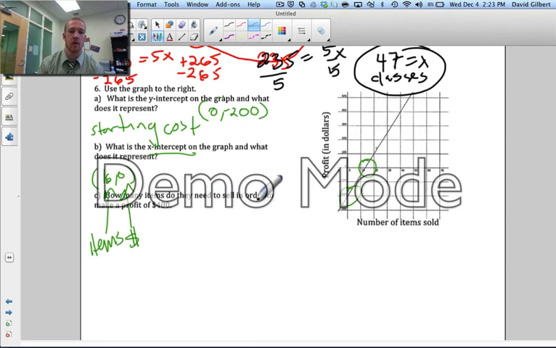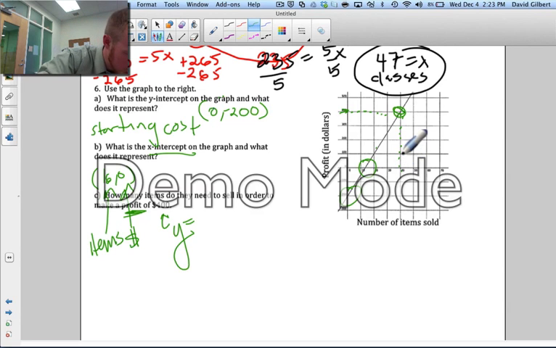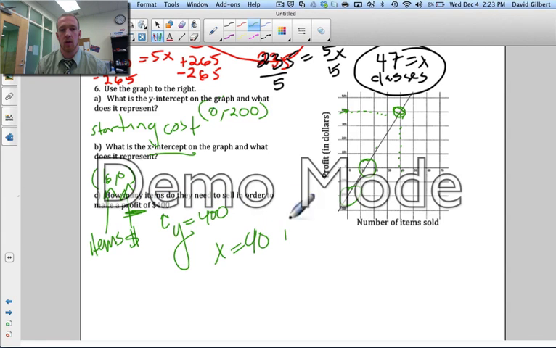How many items do they need to sell in order to make a profit of $400? Well, the profit is our y. So where is y equal to 400? That is this one here. So look at where y is 400. That's right here. What number goes with that? That would be 40. So it looks like if y equals 400, then x equals 40 items.